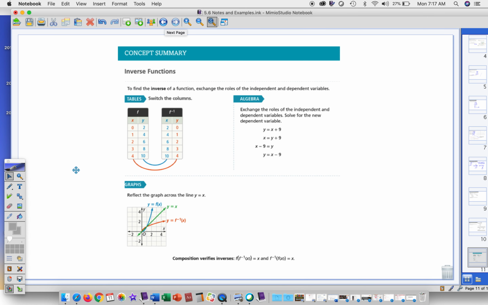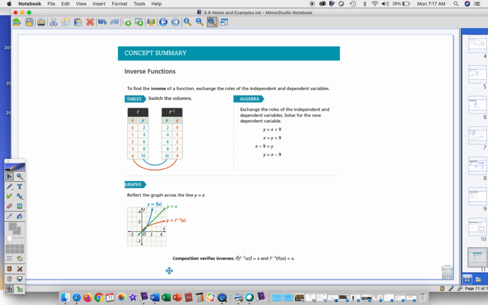Okay, so the concept summary for this section. When you have inverse functions, remember to find the inverse of a function, we exchange the roles of the independent and dependent variables, right? Our x's and y's. So what was an x becomes a y, and what was a y becomes an x. Same thing for equations. We interchange those variables and then solve for y. If you're looking at the graphs, remember you should see that symmetry across the line y equals x. Always, if you have inverses, you'll always see that symmetry.